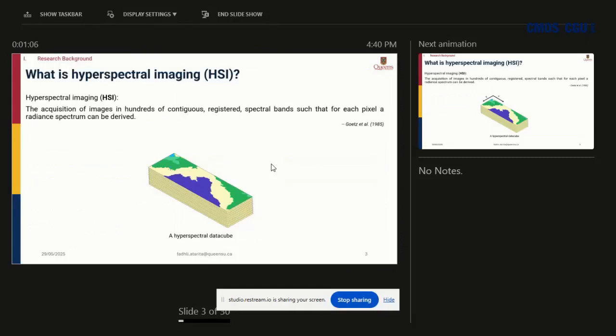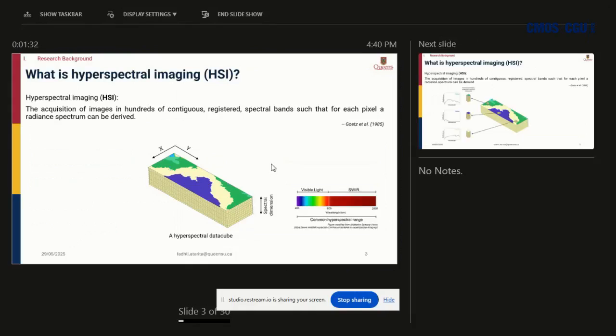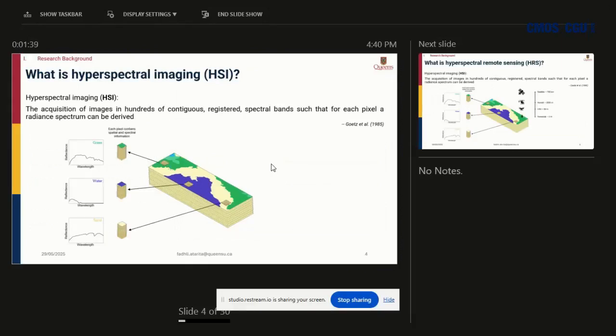So what is hyperspectral imaging? It is defined as the acquisition of images in hundreds of registered, continuous spectral bands, such that for each pixel, a radiance or a reflectance spectrum can be derived. So here in the middle of the screen, we have what is commonly referred to as a hyperspectral data cube. It has two spatial dimensions and one spectral dimension. Okay. And if we take out a pixel from this data cube and then plot the values, then we'll get what is called a radiance or a reflectance spectrum.